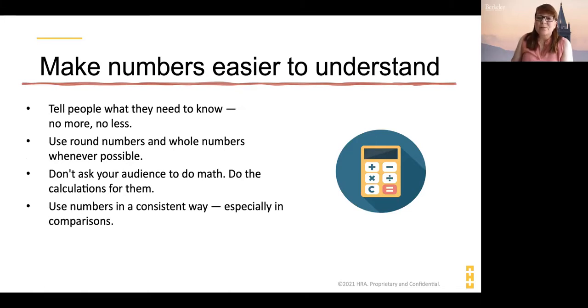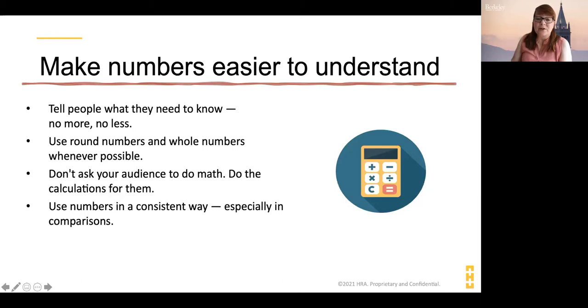Okay, so tell people what they need to know, no more, no less. So again, there's kind of a theme, which is customize the information to the audience. One tactic for this is to use round numbers and whole numbers whenever possible. We think that something countable and visualizable is a good principle, and you can't visualize half a person. So saying 10.5% is a little hard to conceptualize.